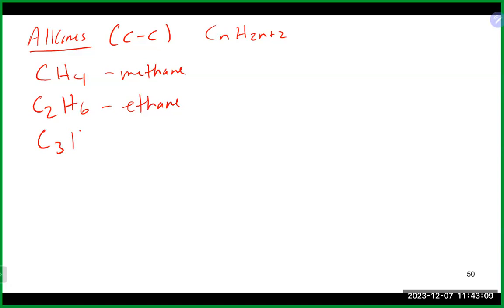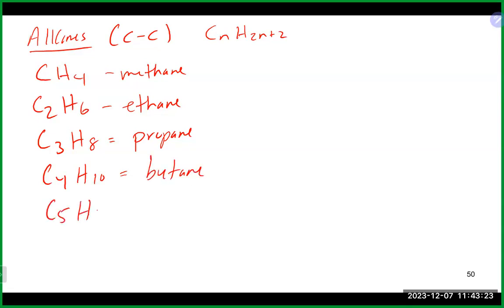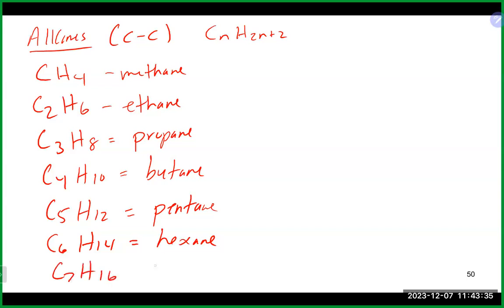3 carbons will give us 8 hydrogens. That's going to be propane. 4 carbons will give us 10 hydrogens, which will be butane. 5 carbons, 12 hydrogens gives us pentane. 6 carbons, 14 hydrogens gives us hexane. And then we have our 7 and 16 gives us heptane.